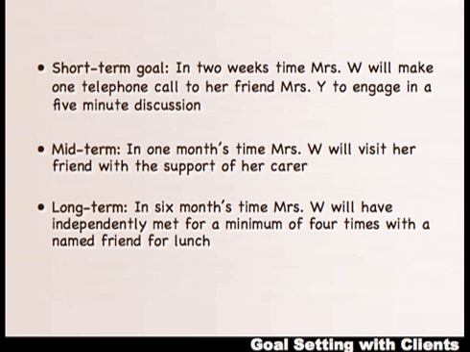A mid-term goal could be in 1 month's time, Mrs. W will visit her friend with the support of her carer. And a more long-term goal might be that in 6 months' time, Mrs. W will have independently met with for a minimum of 4 times with a named friend for lunch.